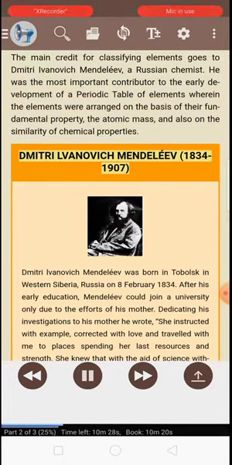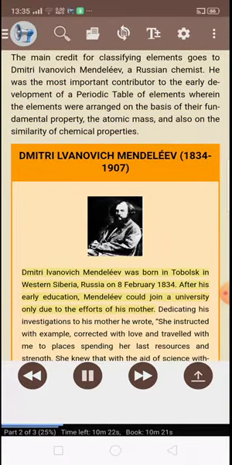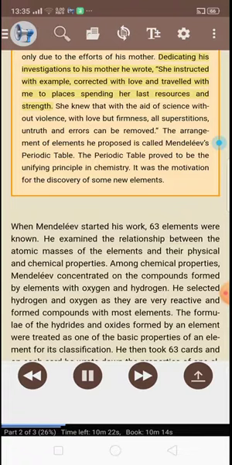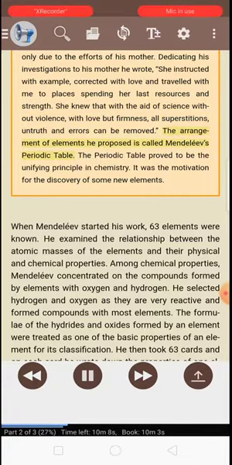Dmitri Mendeleev, 1834-1907. Dmitri Mendeleev was born in Tobolsk in western Siberia, Russia on the 8th of February 1834. After his early education, Mendeleev could join a university only due to the efforts of his mother. Dedicating his investigations to his mother, he wrote, "She instructed with example, corrected with love, and traveled with me to places spending her last resources and strength. She knew that with the aid of science without violence, with love but firmness, all superstitions, untruth and errors can be removed." The arrangement of elements he proposed is called Mendeleev's periodic table.